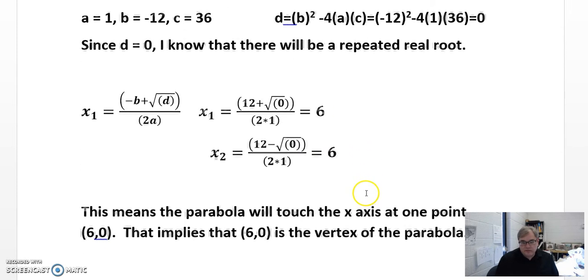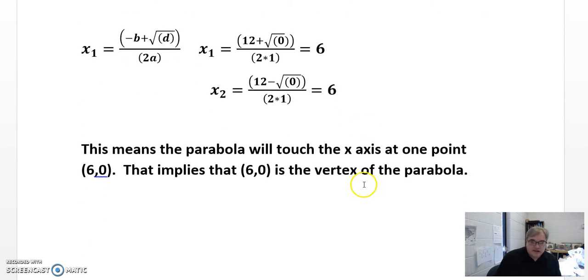My zeros are the same. That's a repeated root, and it's going to touch the x-axis. It's not going to cross it. I know it's just touching because there's no other number. It can only touch at a vertex. So I know I have a vertex at 6, 0.